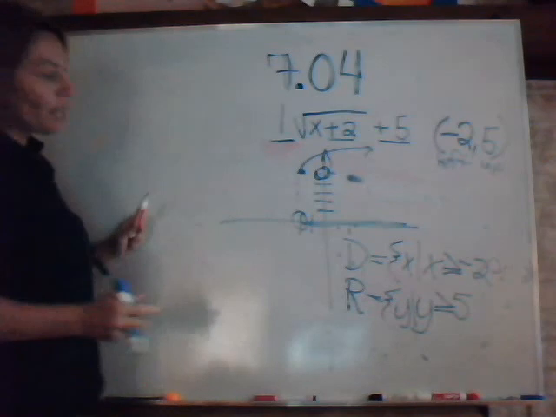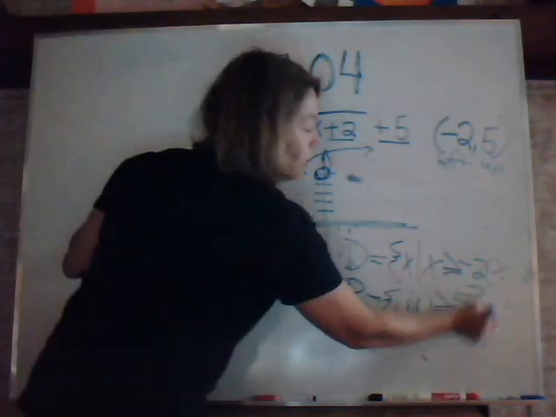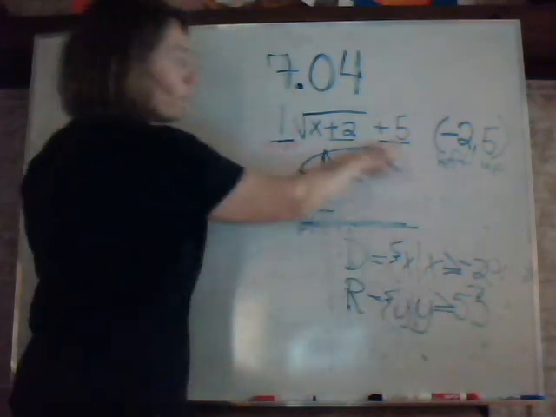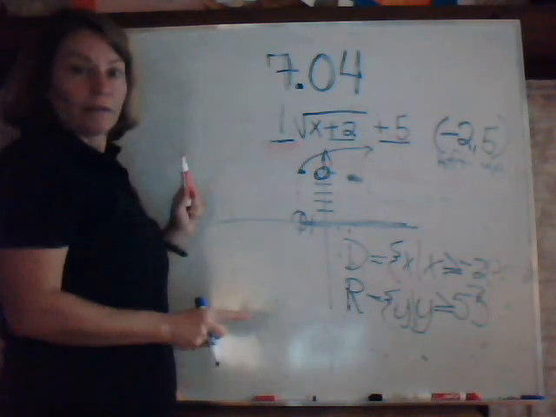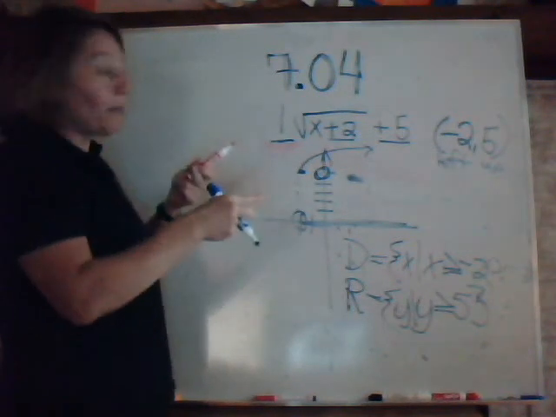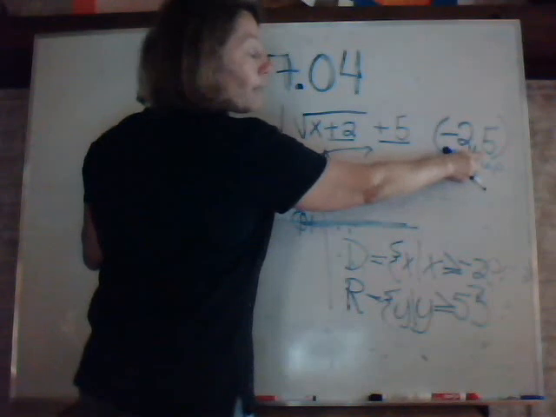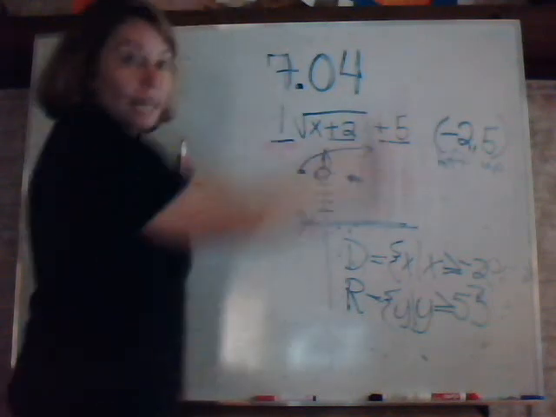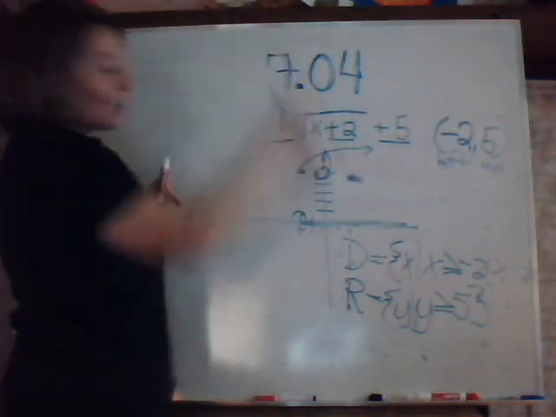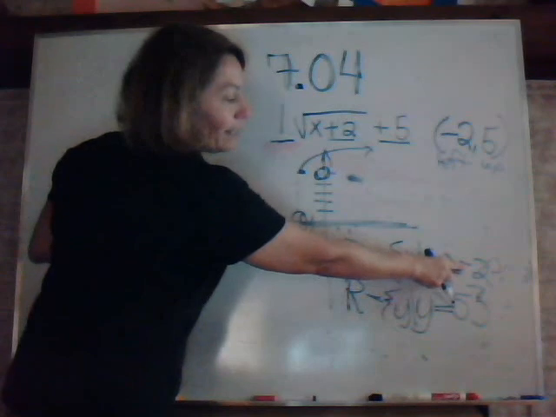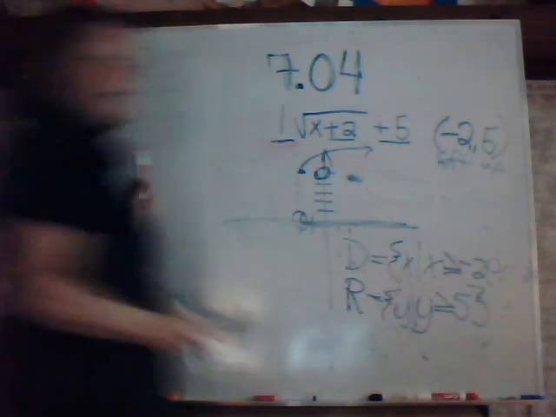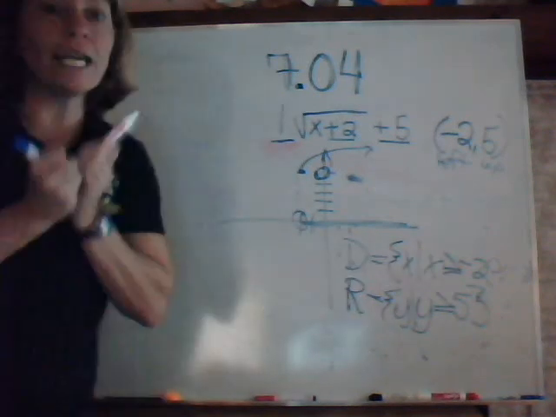So notice what's happening on this domain and range. My domain is affected by my h, isn't it? Because it's my x change. My range is affected by k because that's my y change. So notice this one is starting at my h and this one's starting at my k. So there's my helpful hint for the day.